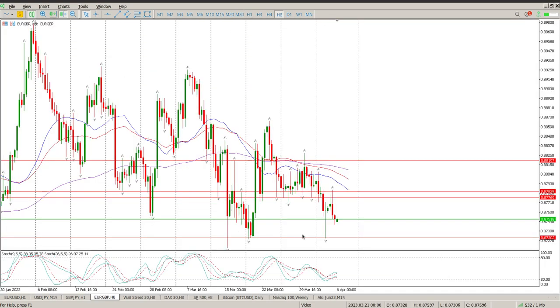Lastly, Euro British Pound, and we got moving to the downside, we bounced to the upside as I expected, and then your short play came in from the zone that we're in at the moment. That short's still in play. I still think we're targeting 0.87302.